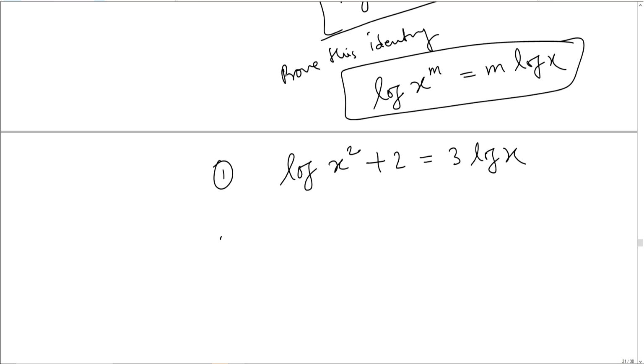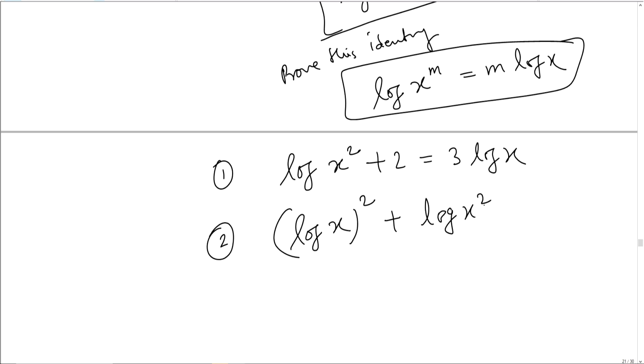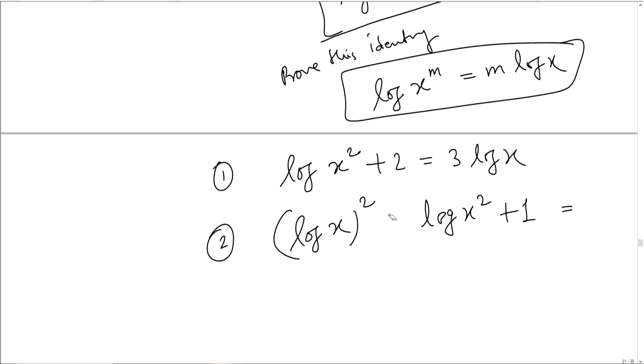Let us try some more. Log x square plus log x square plus 1 equals, sorry, let us say plus log 1 by x square plus 1 equals 0.